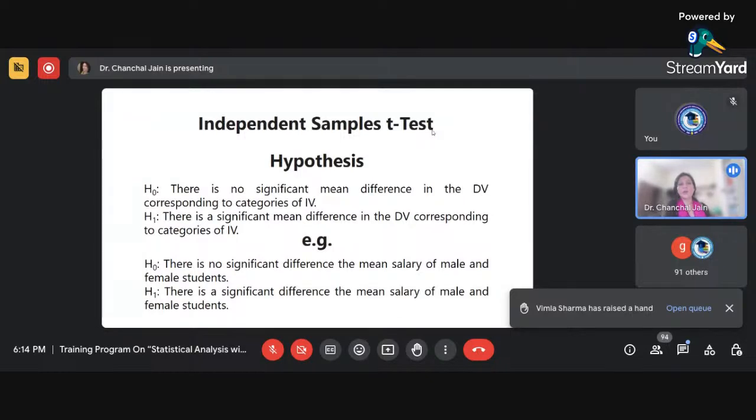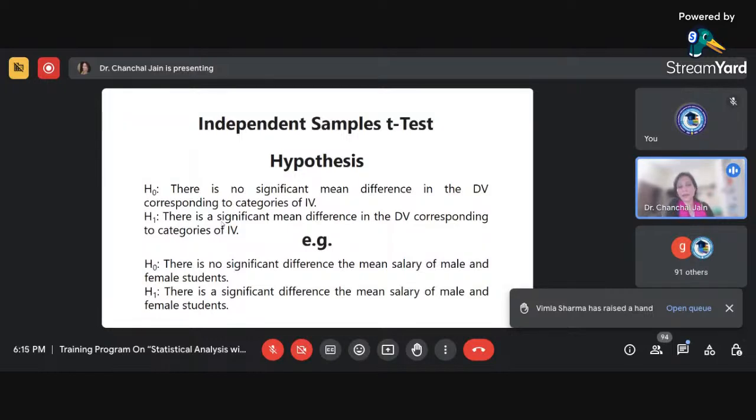Talking about its hypothesis, you can see the null hypothesis, we can write it like there is no significant mean difference in the dependent variable corresponding to the categories of the independent variable. Alternatively, we can say there is a significant mean difference in the dependent variable corresponding to the categories of the independent variable. So this is the case of a two-tailed test. When we are saying there is a difference, but we are not explaining clearly whether the difference is greater than or less than, this is a case of a two-tailed test.